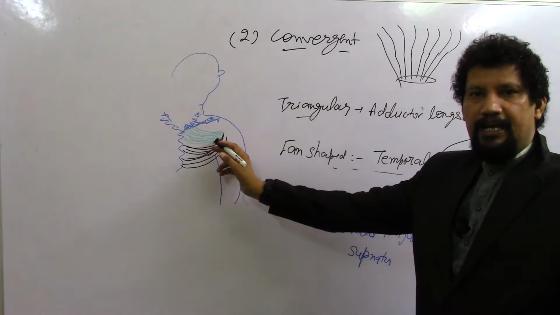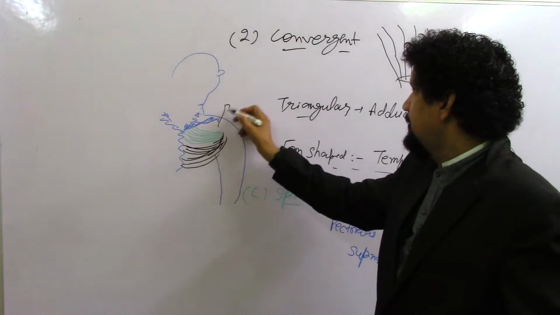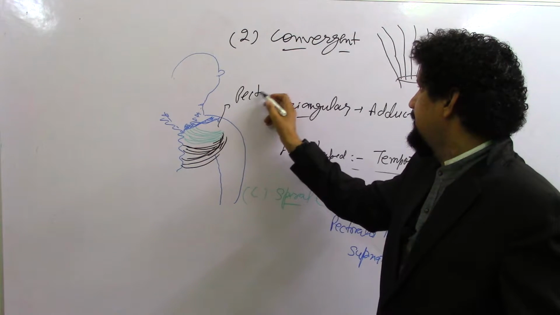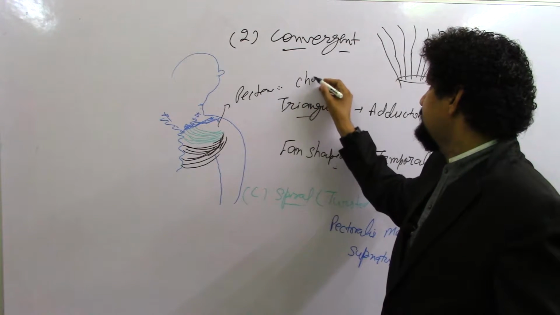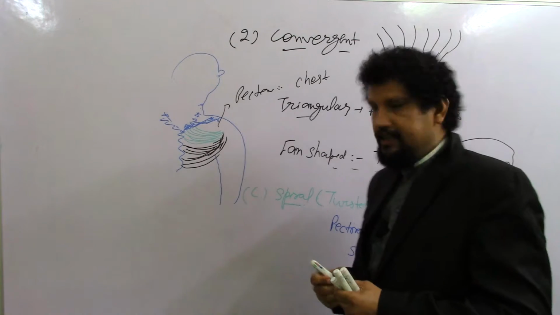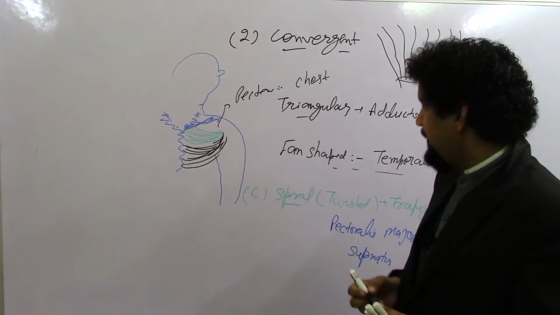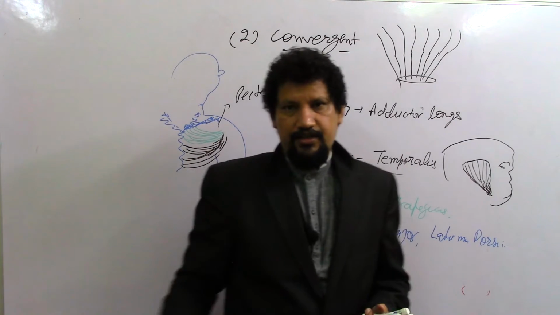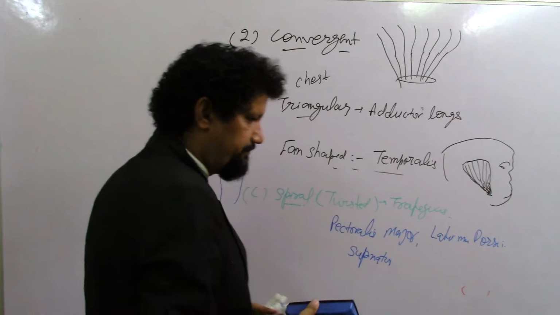This is the pectoralis major muscle. Pectus stands for the chest. So the muscle of the anterior wall of the chest is the pectoralis major, and it has the twisted architecture of the muscle fibers.